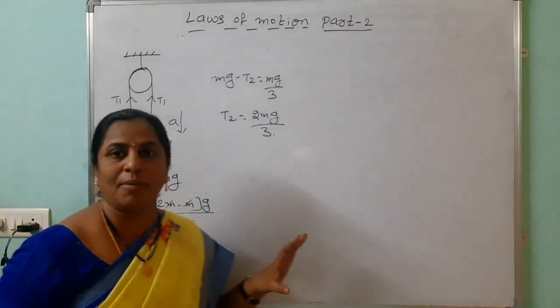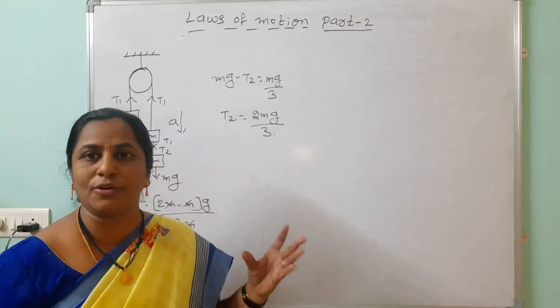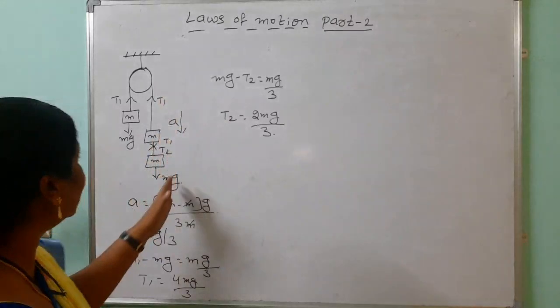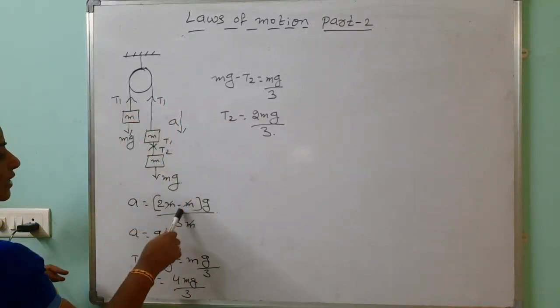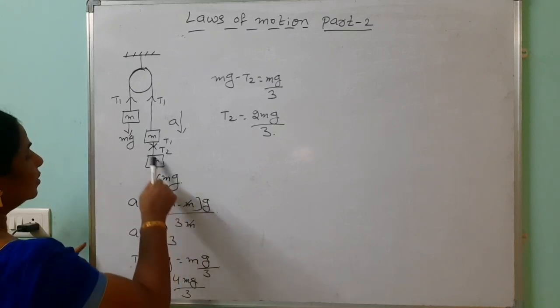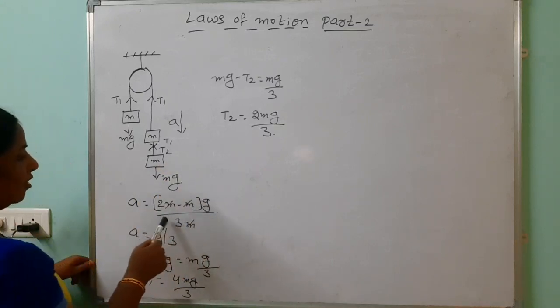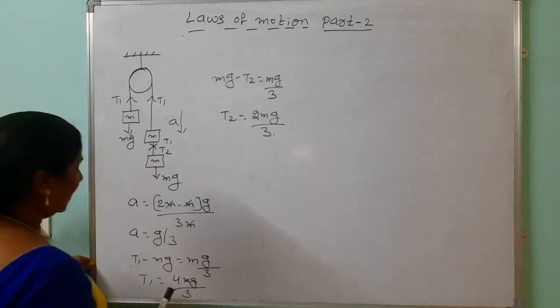You remember one formula here. Unbalanced force or unbalanced weight divided by total mass of the body gives the acceleration. So this side total weight is how much? M plus M, 2M. And this mass is how much? Minus M into G, by 2M plus M, which is 3M. So 2 minus 1 is 1. So the acceleration is a equals G by 3.